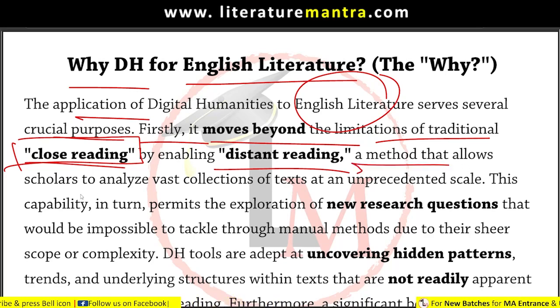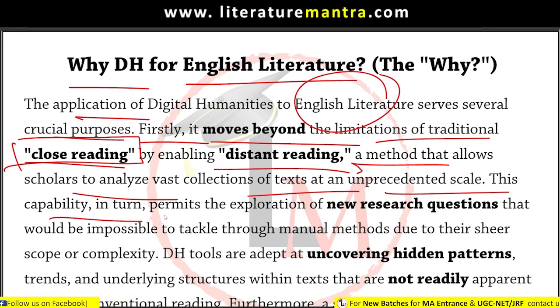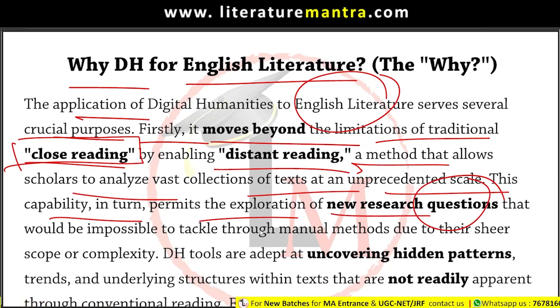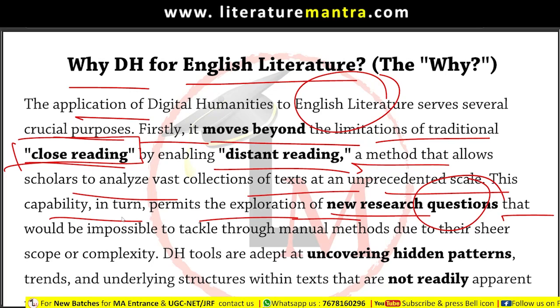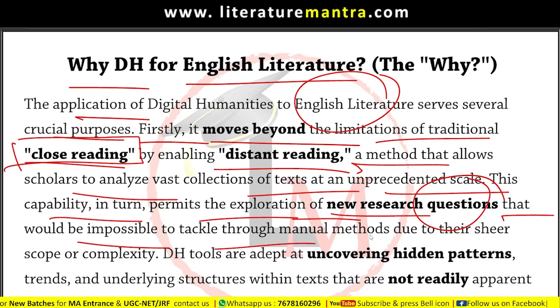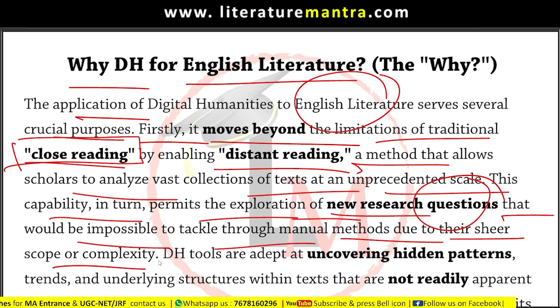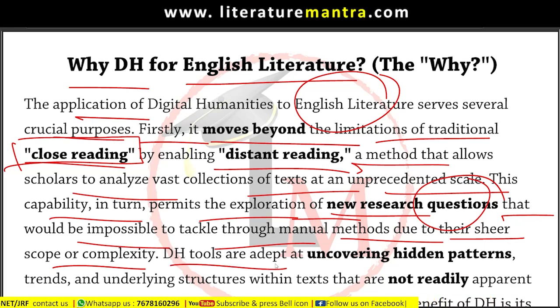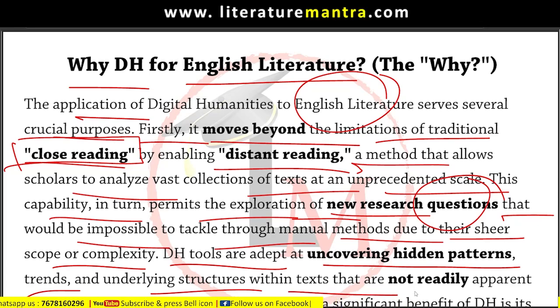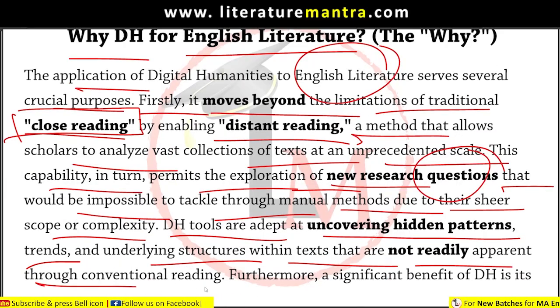So, a method that allows scholars to analyze vast collections of texts at an unprecedented scale. This capability in turn permits the exploration of new research questions. मान लो कि आप ट्रेडिशनल तरीके से 2-3 किताबें पढ़ते थे या 2-4 मैन्युस्क्रिप्ट्स पढ़ते थे. अब आप 40 मैन्युस्क्रिप्ट्स को एनालाइज कर सकते हो with the help of computational techniques. So exploration of new research questions that would be impossible to tackle through manual methods due to their sheer scope or complexity. ठीक है? Then digital humanities tools are adept at uncovering hidden patterns, trends and underlying structures within texts that are not readily apparent through conventional reading.